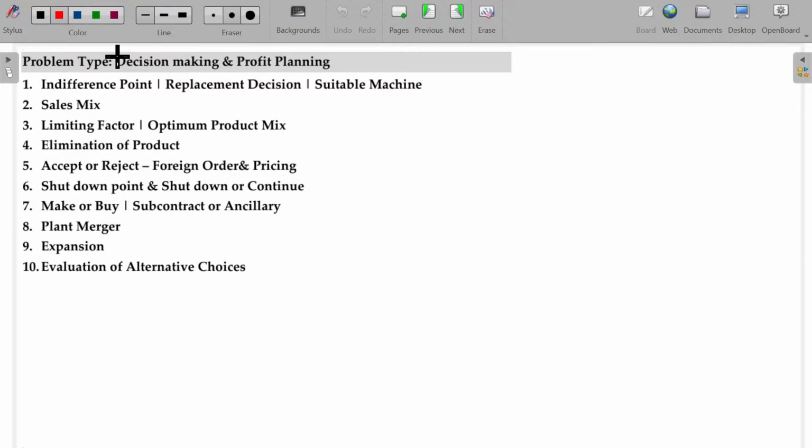Now, the main part of marginal costing is application. Application for the management's decision making purpose related to various aspects including profit planning, like determining indifference point, sales mix, limiting factor, elimination of your product, accept or reject, shutdown point or continue, make or buy, plant merger, expansion, evaluation of alternative choices. These are the cases you have to understand. Is that okay?